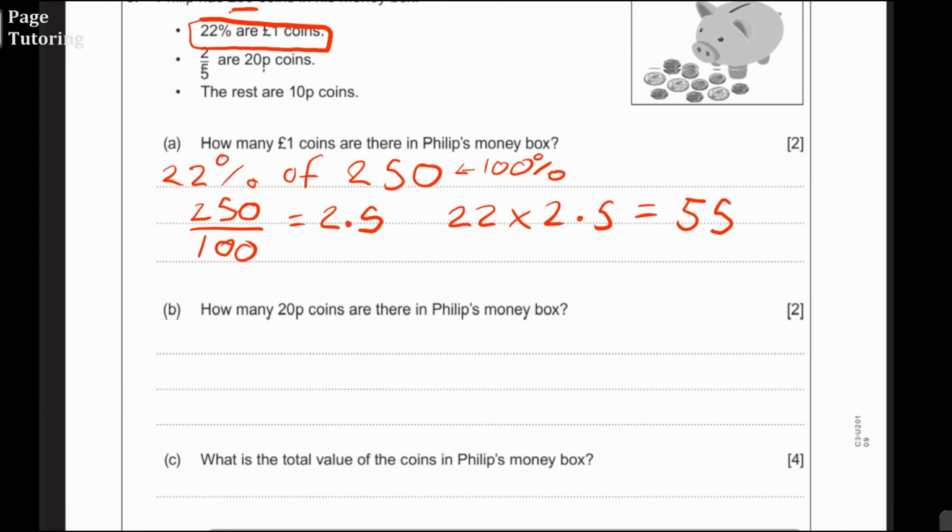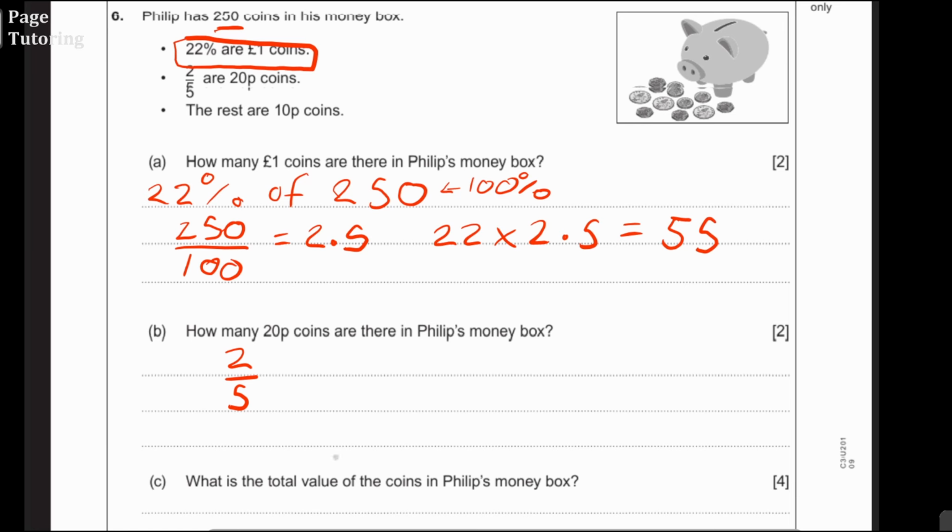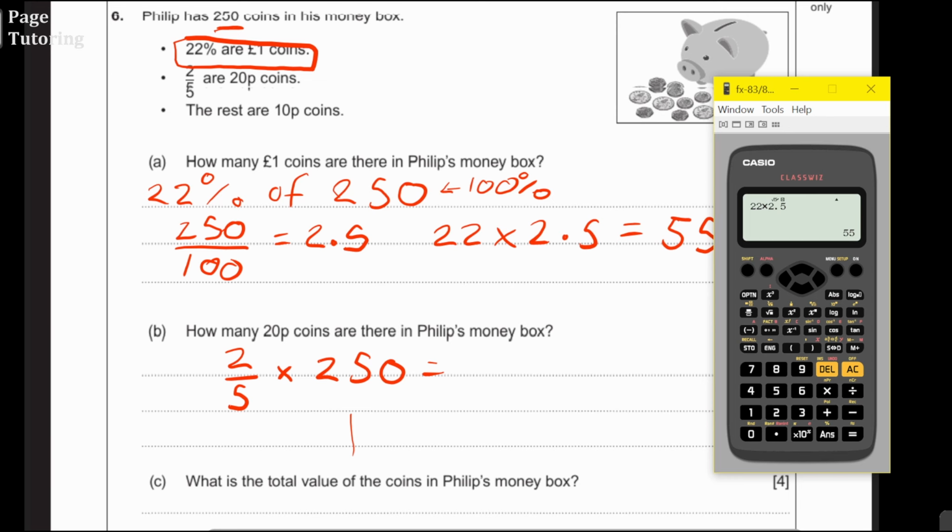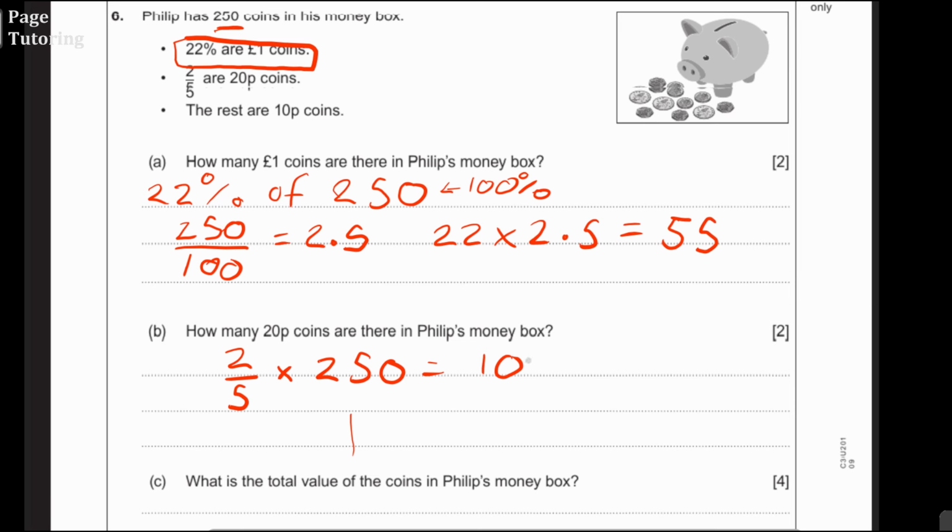Well, we've been given a fraction for the 20p coins, so we've got 2 over 5. And if you're trying to find 2 over 5 of 250, well, you just do the fraction times 250. And you can just plug that straight into your calculator. Now we're going to use the fraction sign, so 2 over 5 times 250. That gives us 100.